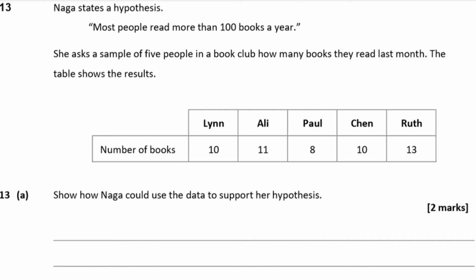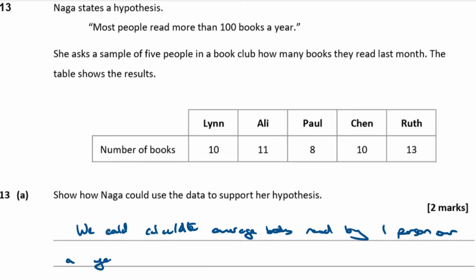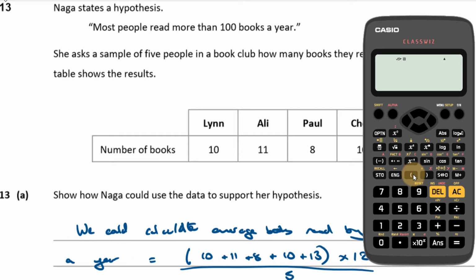Well, she could work out an average over the year, couldn't we? If this is a month, and we added all those books up, we'd multiply it by 12 and divide it by 5, we'd get the average number of books read by those 5 people. So we could calculate the average books read by one person over a year, and we could do that by taking the number of books read, times it by 12, because there are 12 months in a year, and this is the data for 1 month, and then we're dividing it by 5 because there are 5 people, and that would give us the average.